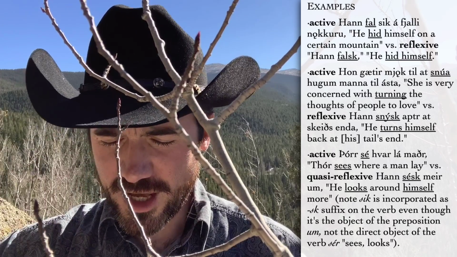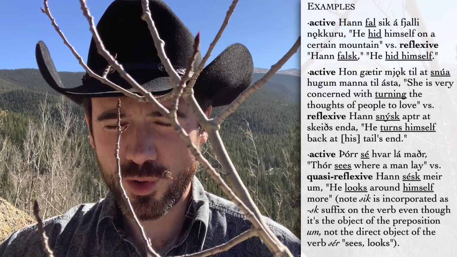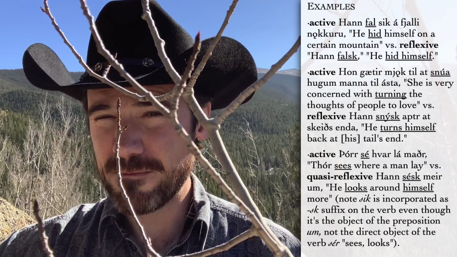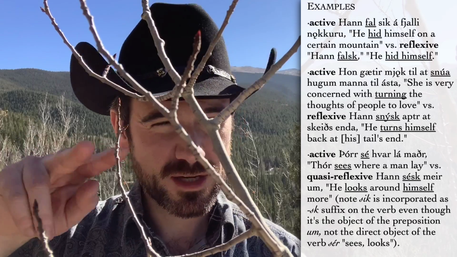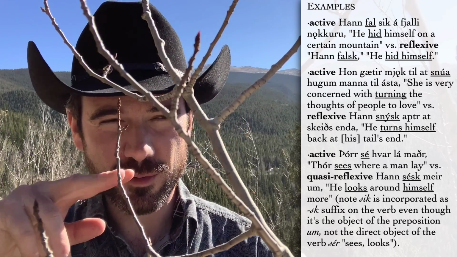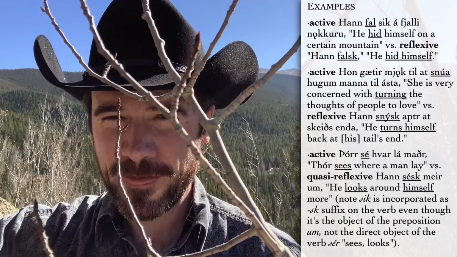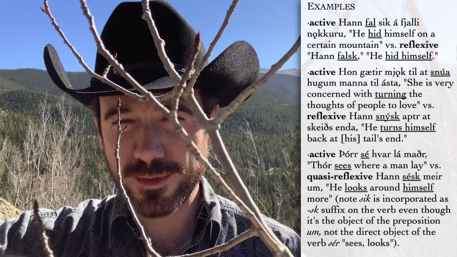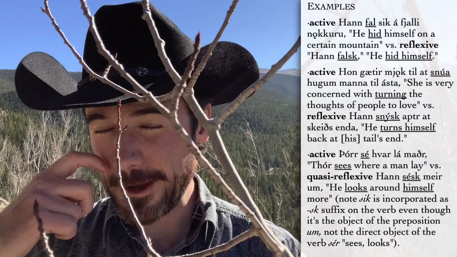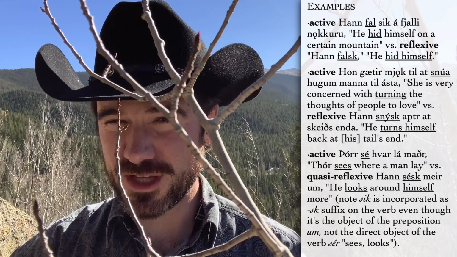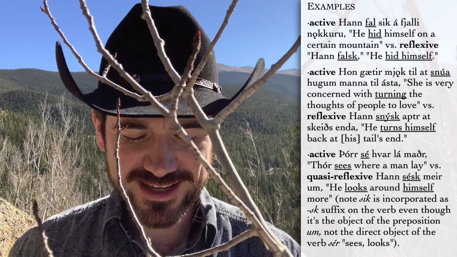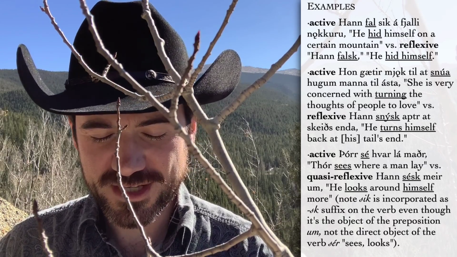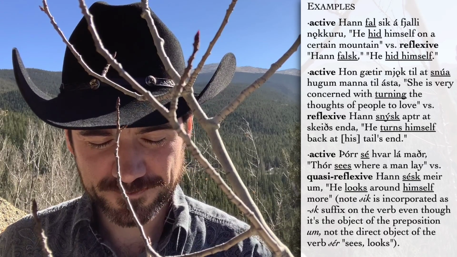Sjá means see. Thor sér hvar maðr lá, Thor sees where a man lay, but hann sésk um, he sees more around. He looks around himself, in fact. So if you see a preposition like that you can almost take the sk as meaning there's like a sik that follows that preposition. So you can read hann sésk um as basically hann sér um sik. He looks around himself more.